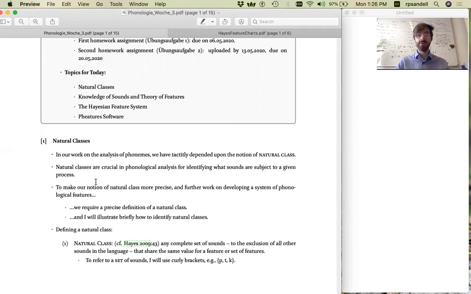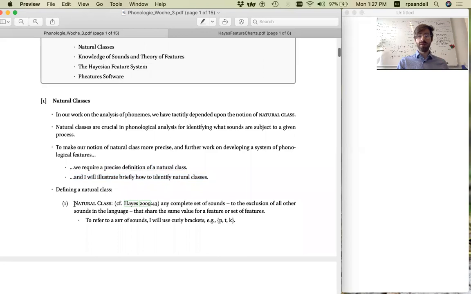Now, in order today to first of all make our notion of a so-called natural class more precise, and then move towards developing a system of phonological features, we're going to first try to precisely define what a natural class is, and then I want to go into a little more work on how to identify natural classes. First, I'll work with the definition that Hayes gives on page 43 of his textbook. A natural class is any complete set of sounds to the exclusion of all other sounds in the language that share the same values for a feature or some set of features.